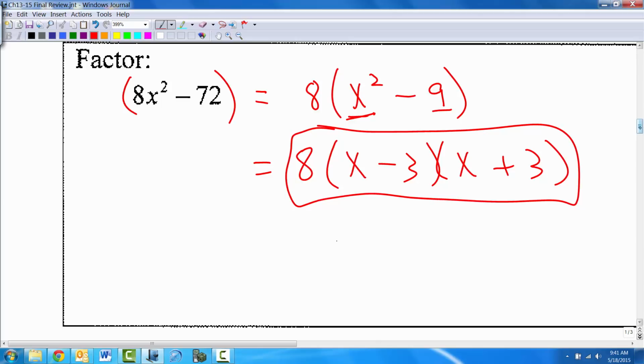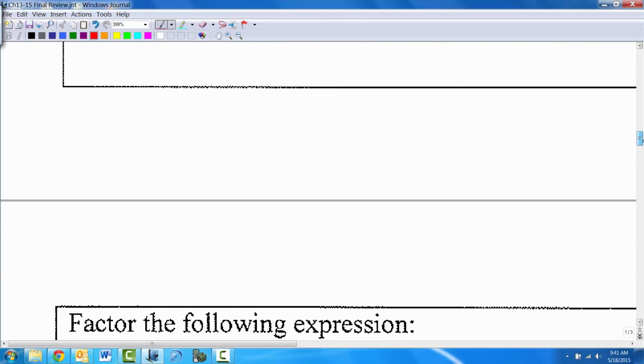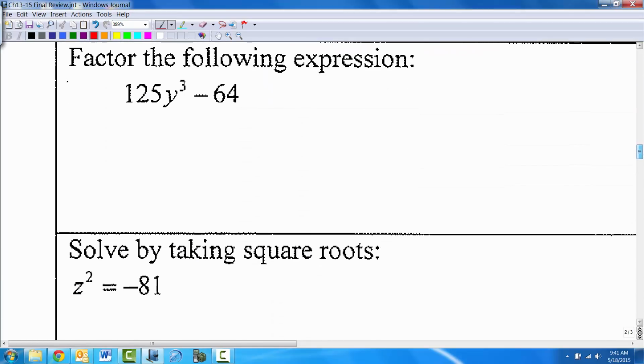So look out for that. You'll see it's obvious in a multiple choice final exam when a GCF comes out. The questions are pretty blatant on that.